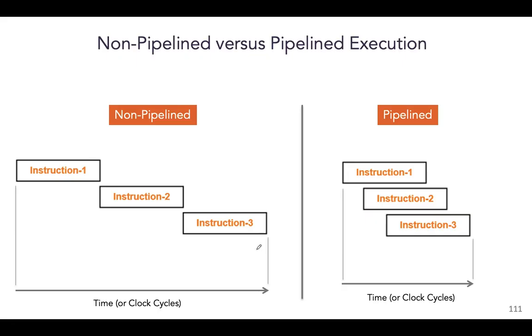Now here's an illustration to give you an idea of how a pipeline system looks in contrast to a non-pipeline system. Suppose we are going to execute 3 instructions. In a non-pipeline system, instruction 1 is executed. You have to wait until the end of the execution of instruction 1 before you can start the execution of instruction 2. And then you have to wait till the end of instruction 2 before you can start instruction 3, and then that instruction ends. So this is the total time it takes to execute 3 instructions in a non-pipeline system.